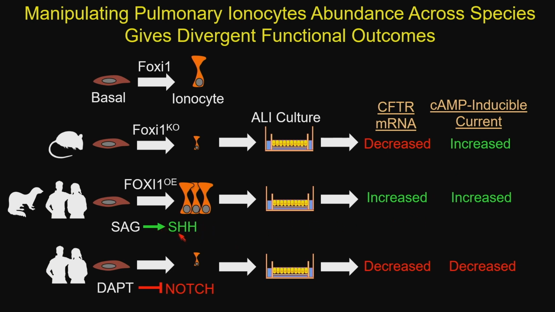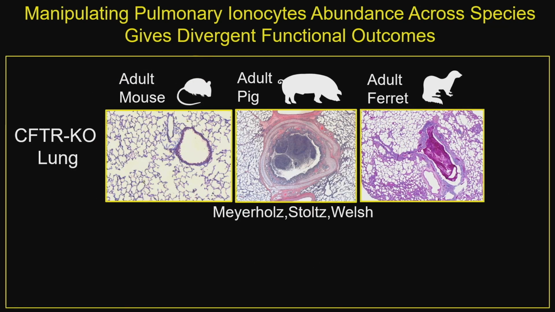In a later study that we did, you could also manipulate ionocytes by enhancing sonic hedgehog signaling. Number goes up, increased current, increased CFTR mRNA. And in Aaron Jaffe's paper in human cells, they inhibited Notch signaling, which decreases ionocytes, and they saw a correlation with decreased current.